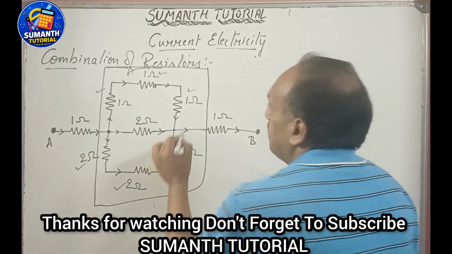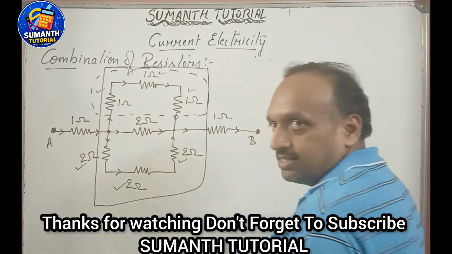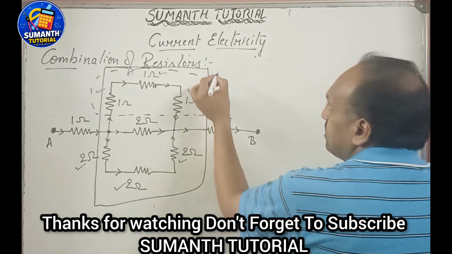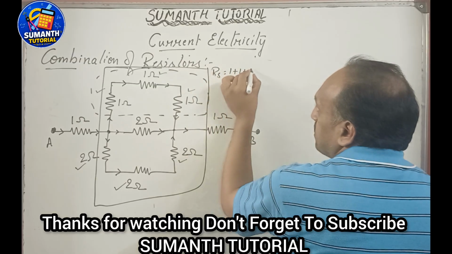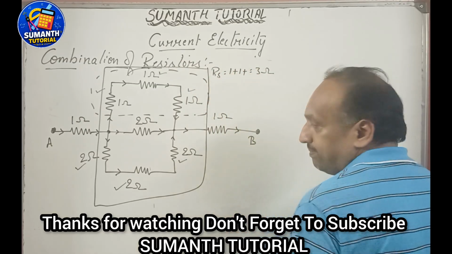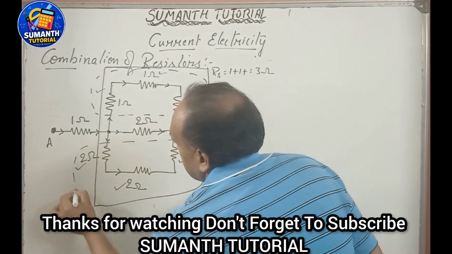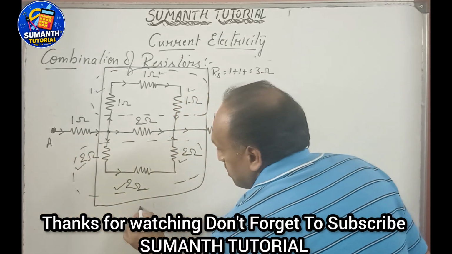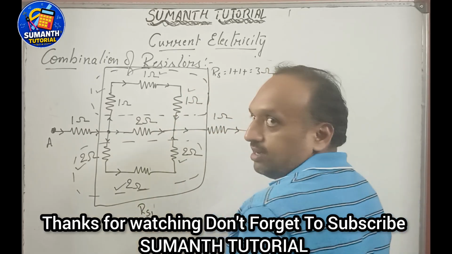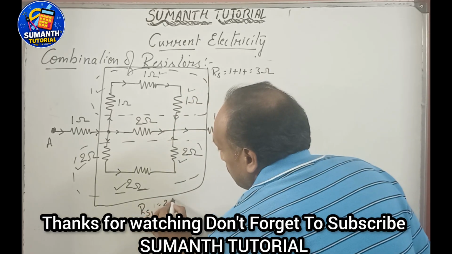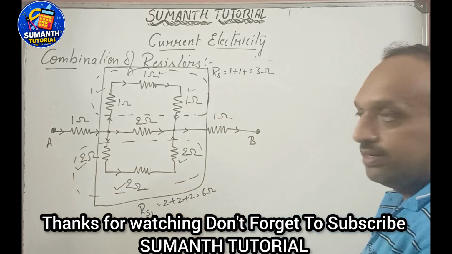See here. Let me use that dotted line. These 3 are in series. Resistance connected in series will be 1 plus 1 plus 1. It is 3 ohm. Now see these 3. These 3 are also connected in series. So here also resistance is connected in series. I will call it RS1. RS1 will be equal to 2 plus 2 plus 2. It is 6 ohm.